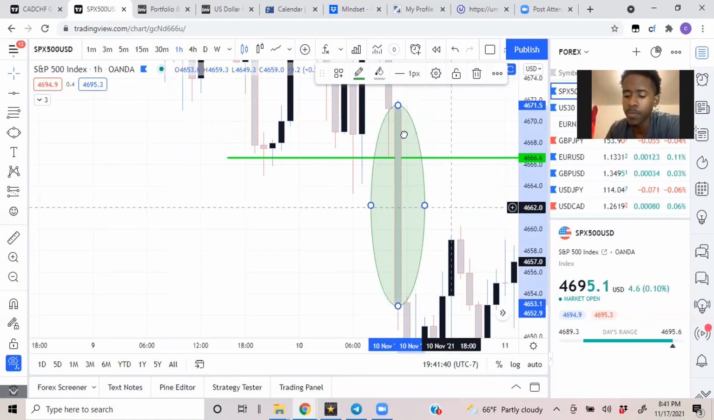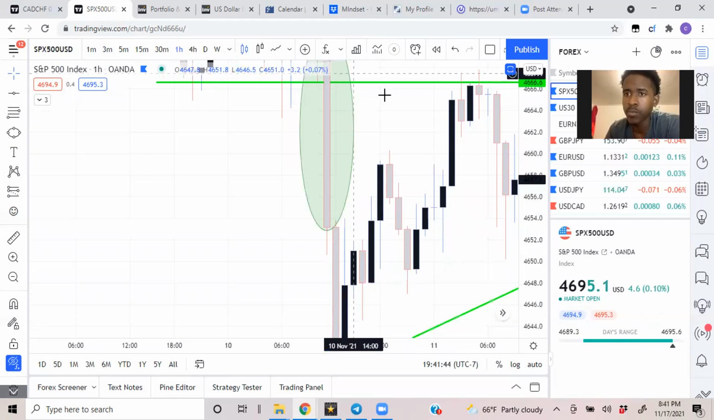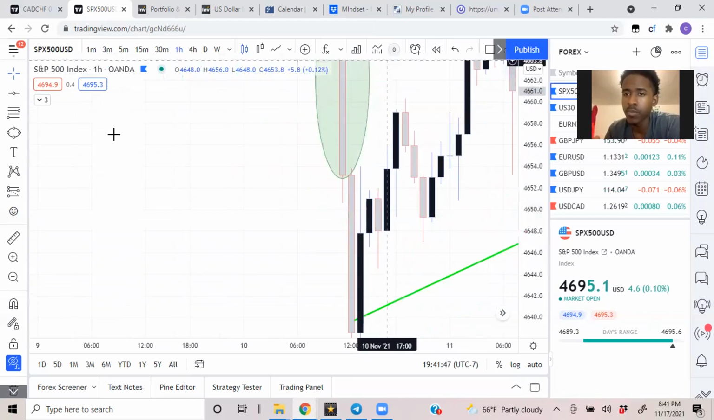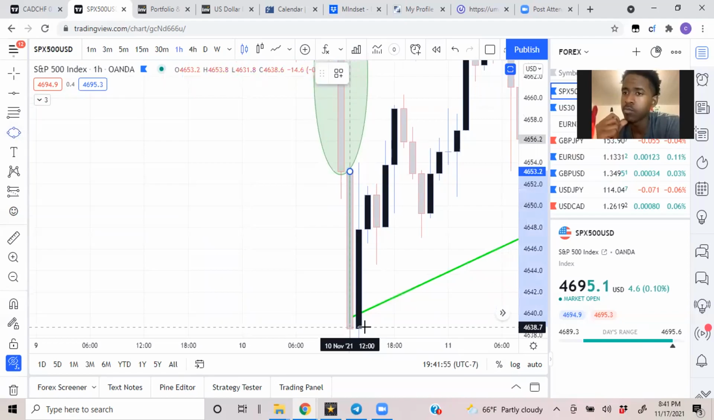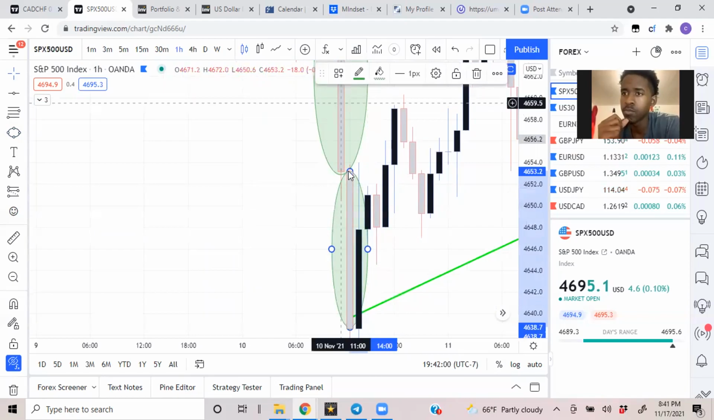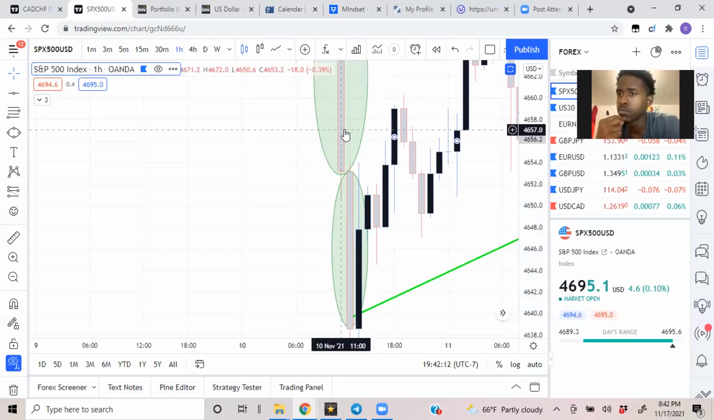What made it even more of a confirmation was the candlestick that came after it. We got another big body candlestick right after it, which is what you usually want to see. You usually want to see two big body candlesticks back to back to confirm a break and close of structure. So that first candlestick will be your break, and then your second candlestick will be your close.